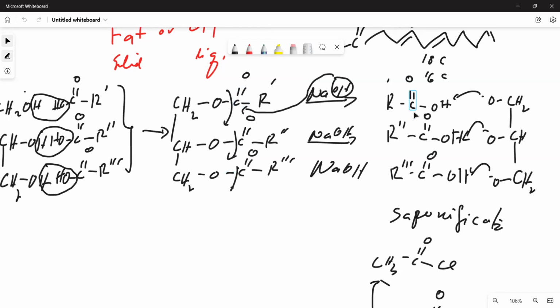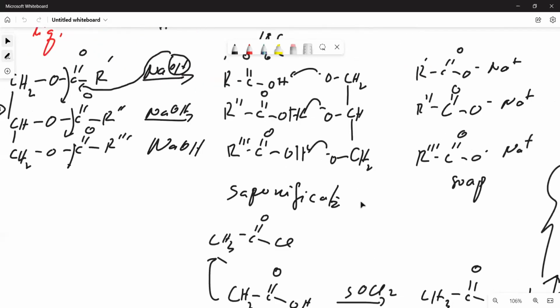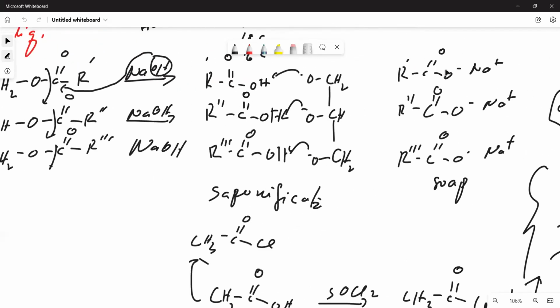So you will end up with 3 types of carboxylic acid, no? And your glycerol will be alkoxide. Look at that. And alkoxides are very strong bases. So they will remove the H of the carboxylic acid. So you will end up with the salt of the carboxylic acid. And this salt of carboxylic acid is what you call soap, okay? So the process is what you call saponification, okay?